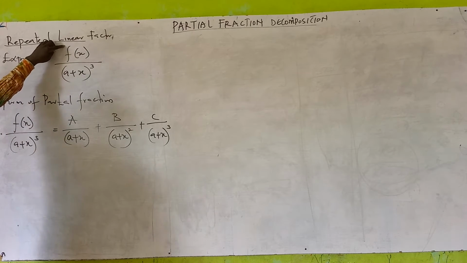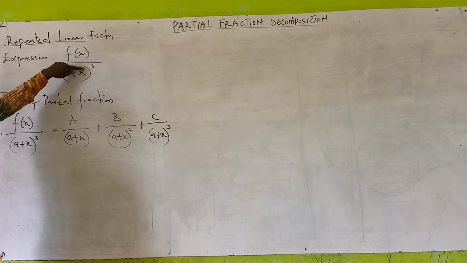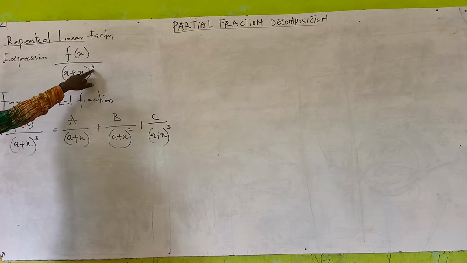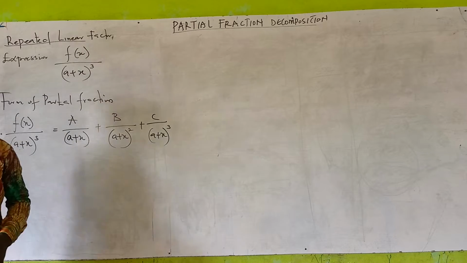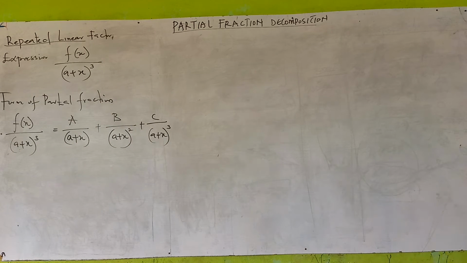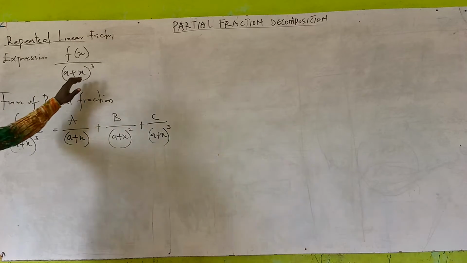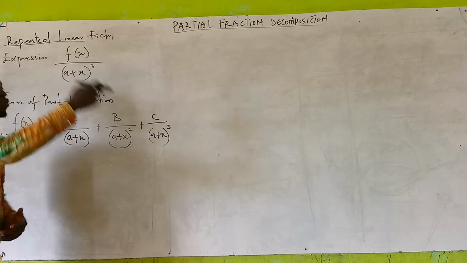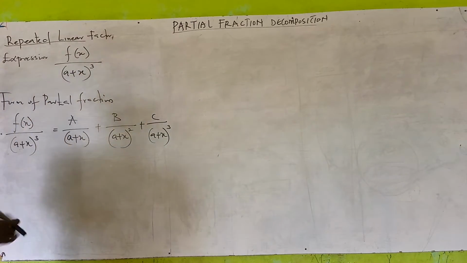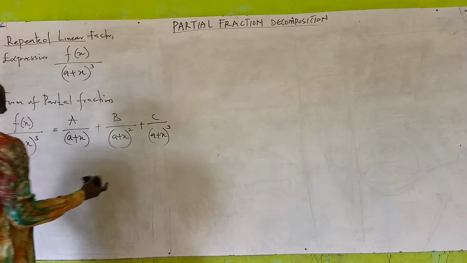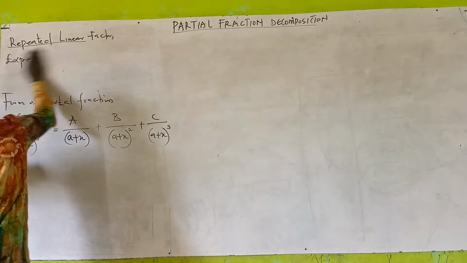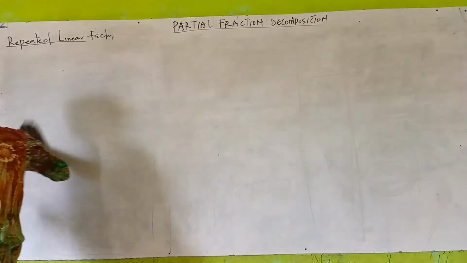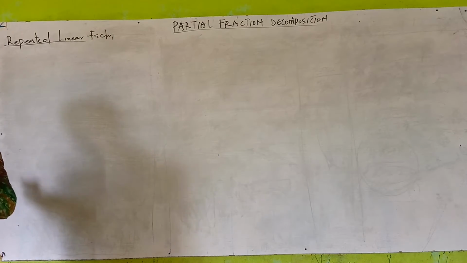Why is it linear? The degree of the variable here is 1. And why is it repeated? Because we have it raised to a power that is not 1. That is (a plus x) into (a plus x) into (a plus x). Now, let's look at an example under this.